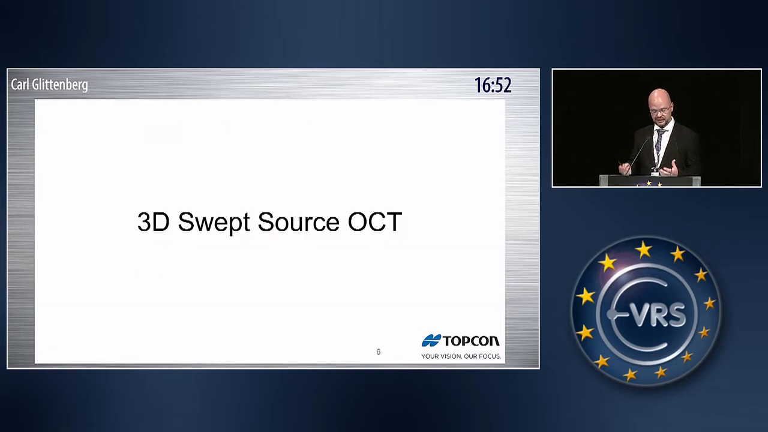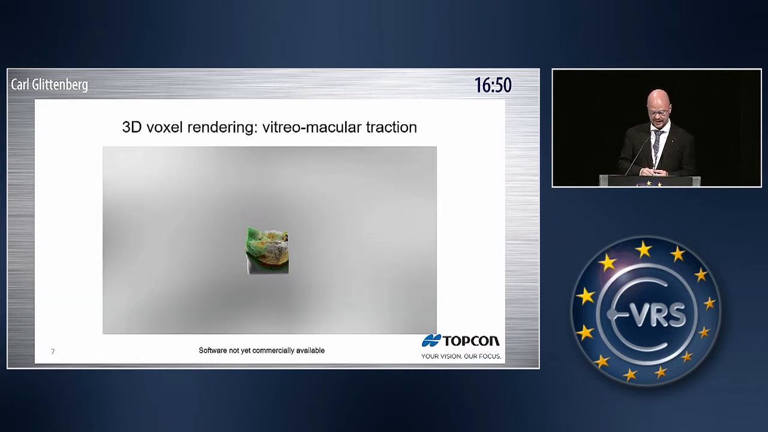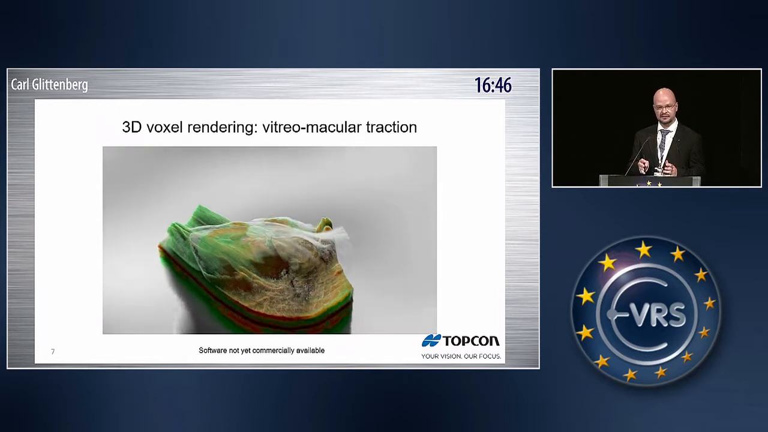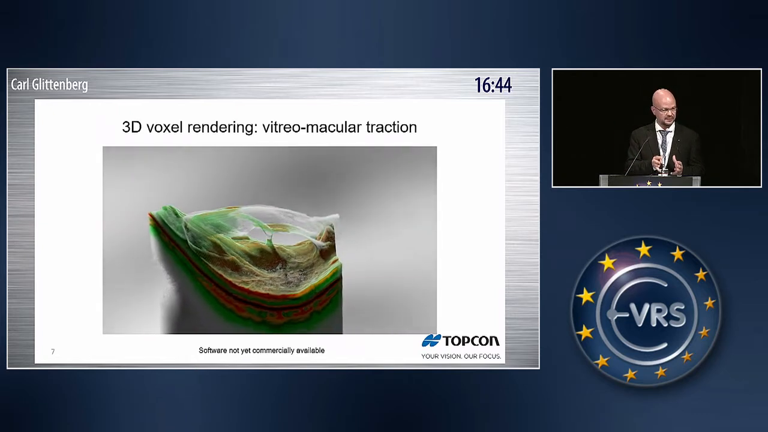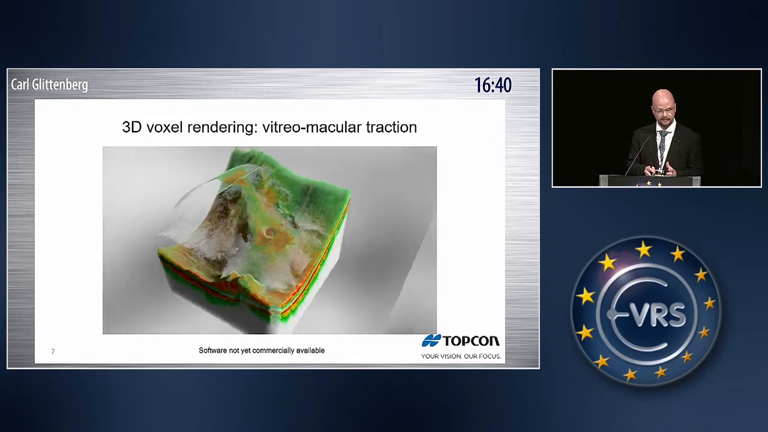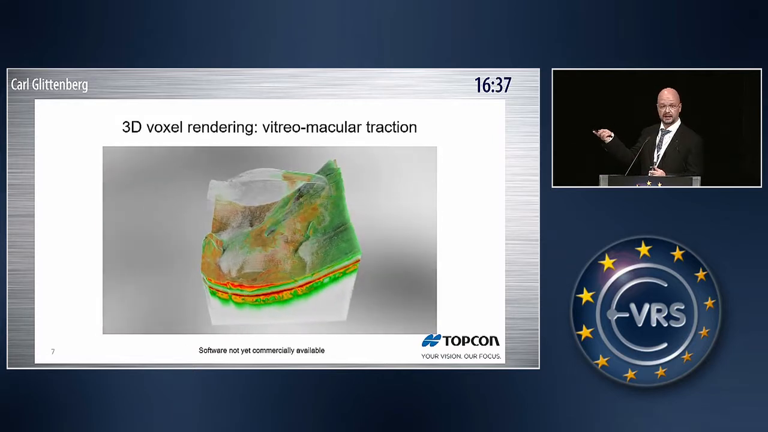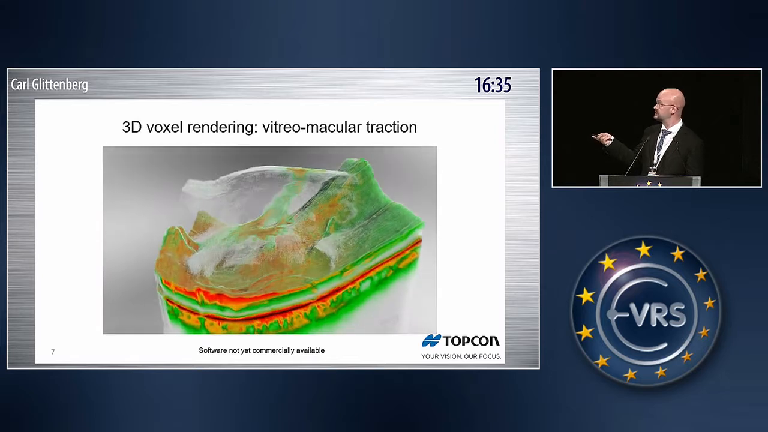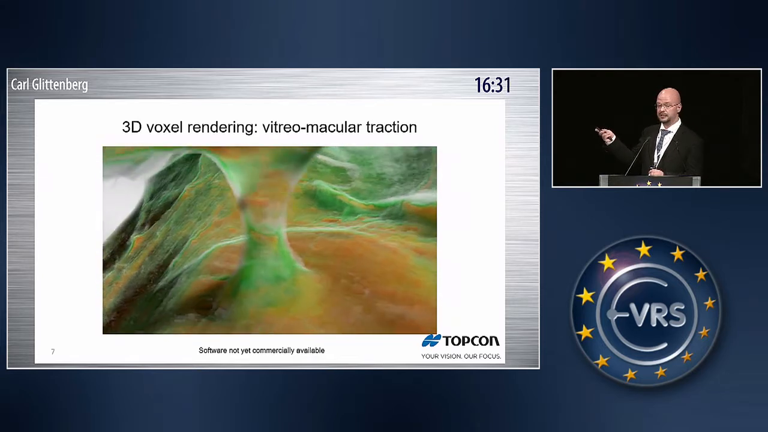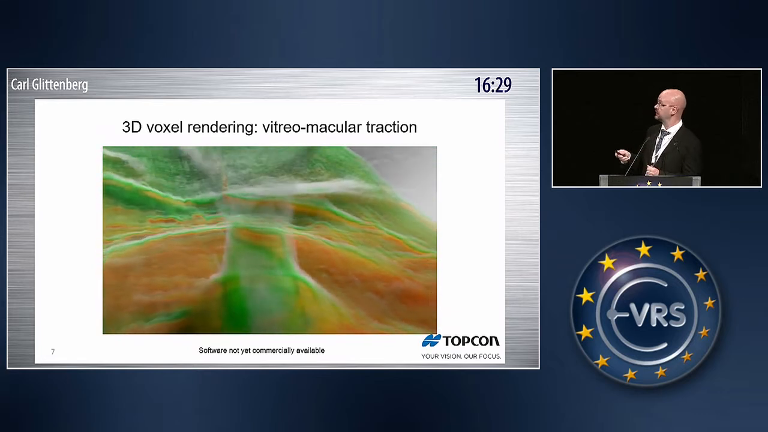So let's start with 3D swept source OCT. As I was saying, one of the things I was looking at was taking this very dense amount of data and seeing what could be visualized using it. Here you can see a vitreomacular traction syndrome. As said, in this format it's not commercially available yet, but it shows what kind of data you can collect using the commercially available system.